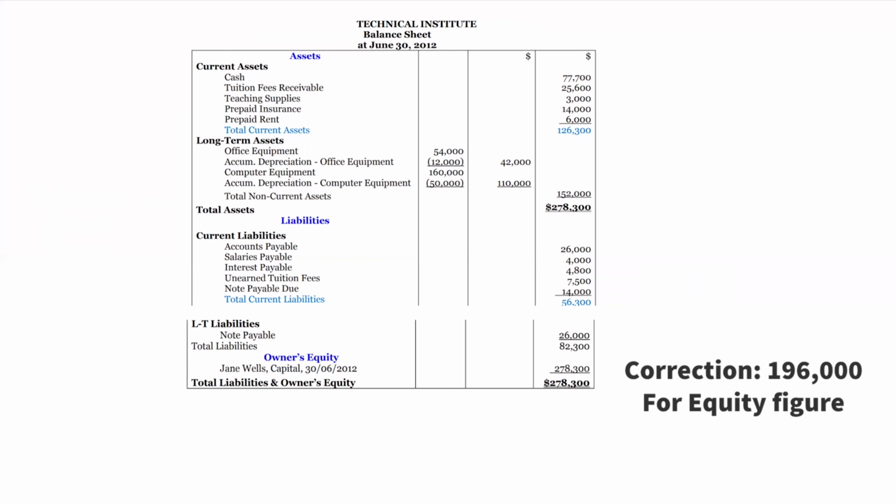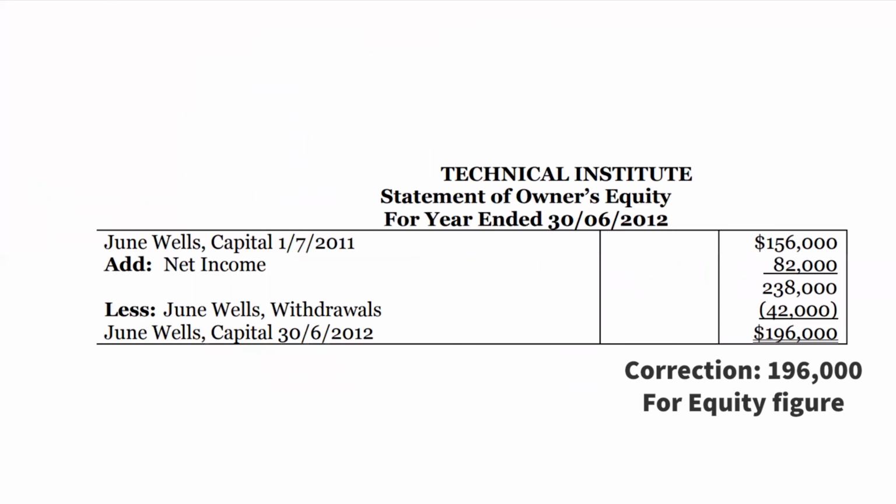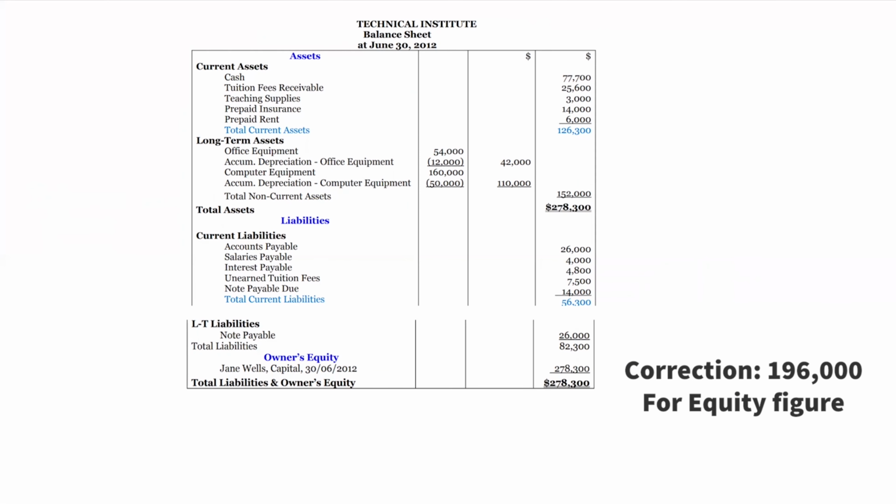Afterward, the last thing, because our formula says assets equal liabilities plus what? Owner's equity. We have to now add owner's equity, and this is just taking the figure from our statement of owner's equity. What I have here is an error. It should be 196 and not this 278 here.